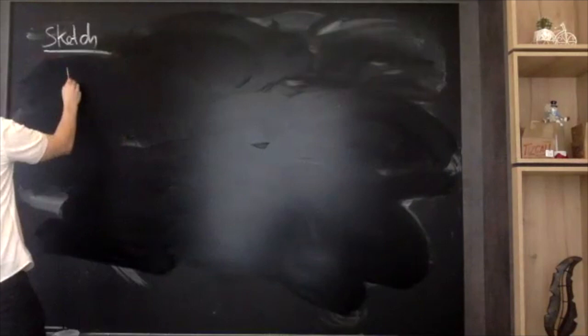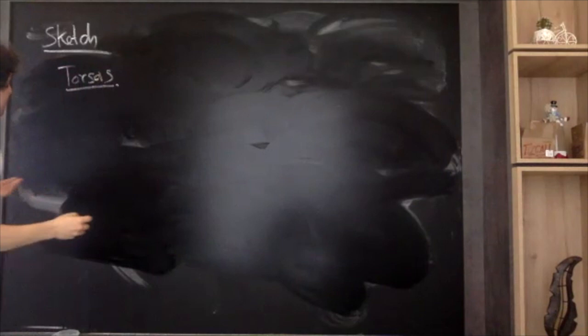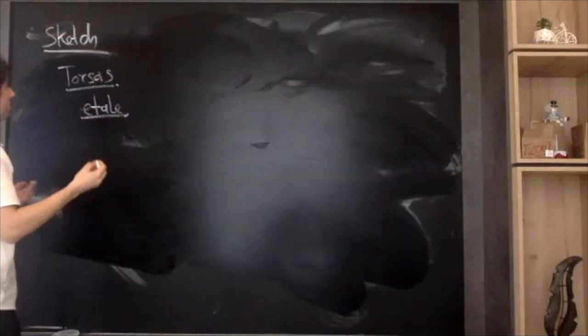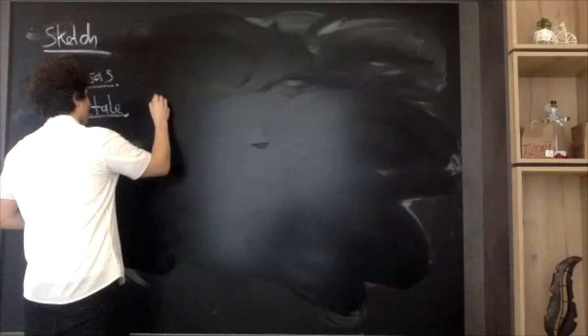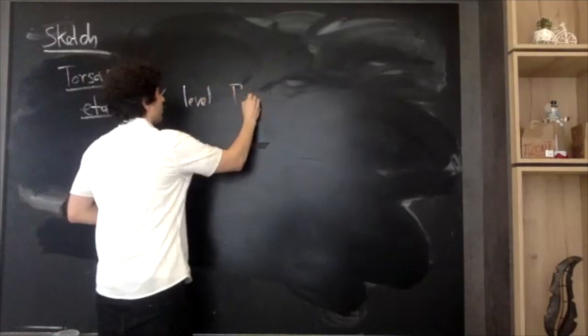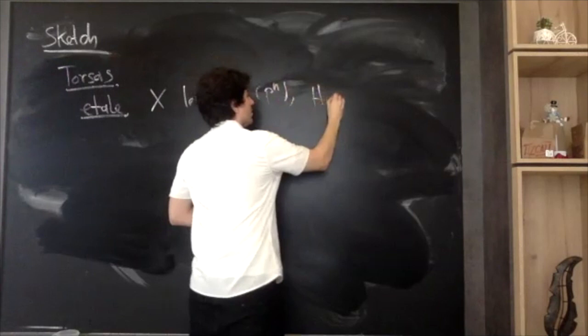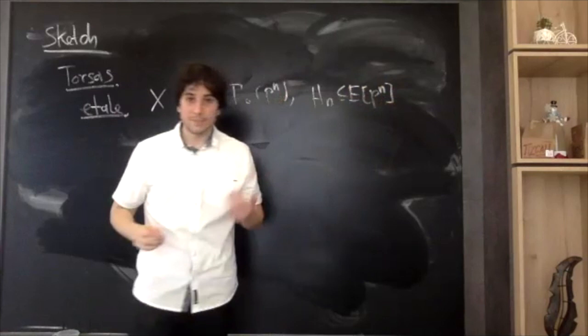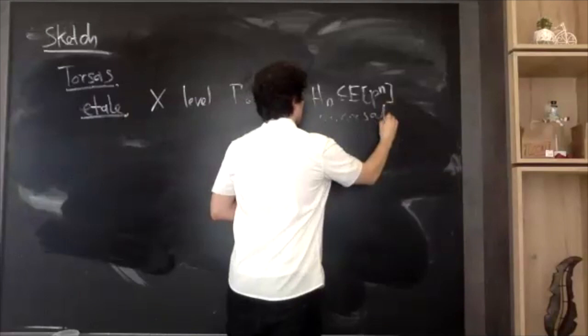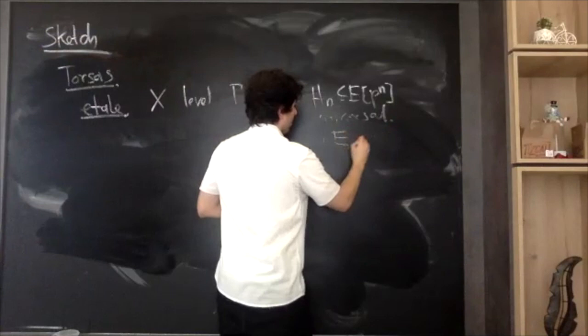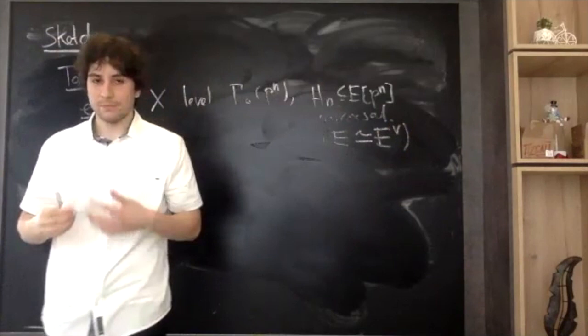So the torsors. The first one is more related with, again, as I say, étale homology, or pro-étale homology. So remember that we are working at level gamma naught p to the n. So actually, we have a universal group over the p^n torsion of the elliptic curve over X. This is the universal. And again, we are going to identify E with its dual elliptic curve via the polarization.